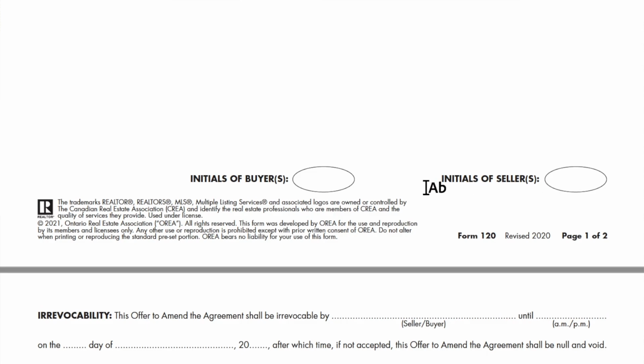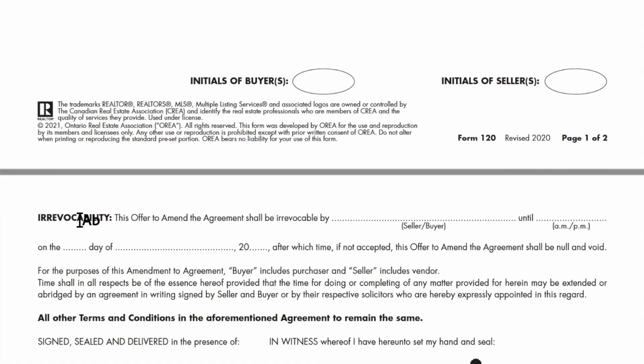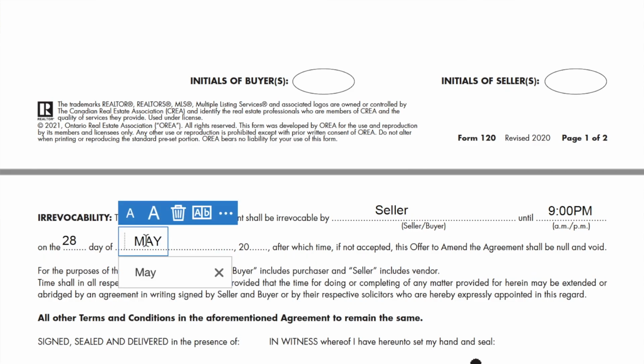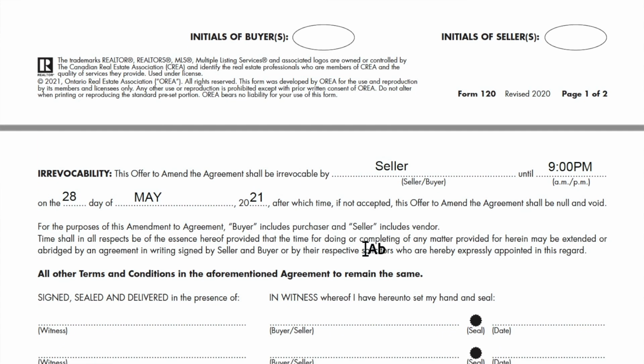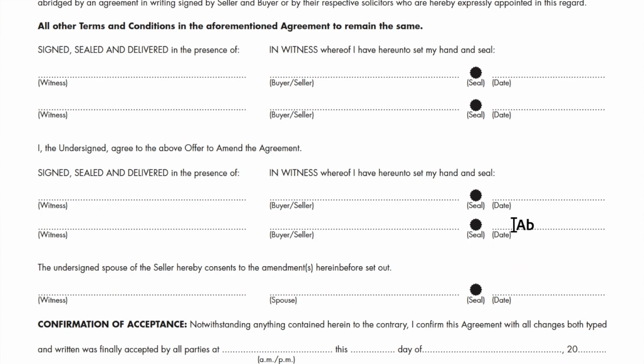Below that will be the irrevocable date for this amendment. Usually the representatives will be in contact with one another, and this, for example, will be, say, the following day at 9 p.m., just to give everyone time. But it could also be that night for 11:59 p.m. It's just all situation dependent. And of course, in our case, it will be irrevocable by the seller for the date and time relating to your situation. Below that, the sellers would sign and date, and the buyers would sign and date.